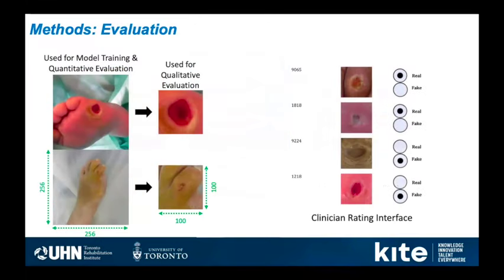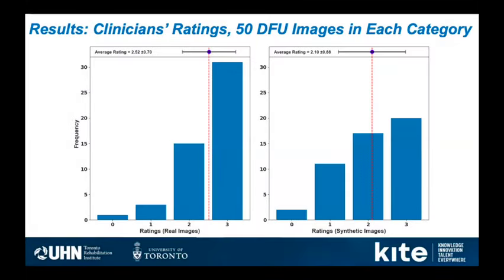First, we had a fixed set of 50 synthetic images and 50 real images. At first, we focused on only the wound area, so we cropped out all the other parts of the image and zoomed in on the wound only. And in a very fixed manner, we asked three physicians to rate these as real or fake. Here we can see the results, where on the left is the rating of the physicians on real images, and on the right is the rating on the synthetic images.